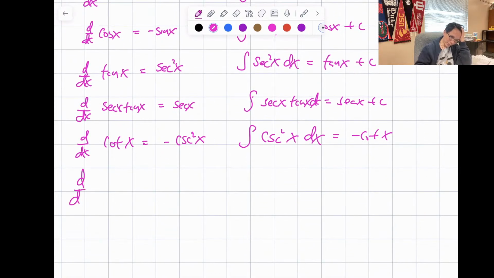The last one is the derivative with respect to x of cosecant of x. Yeah, and it equals that. What? Secant equals sex. Shouldn't it be sex equals sexy? Oh yeah, you're right. My fault.